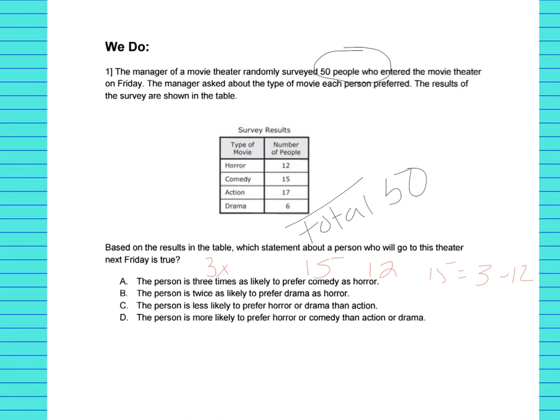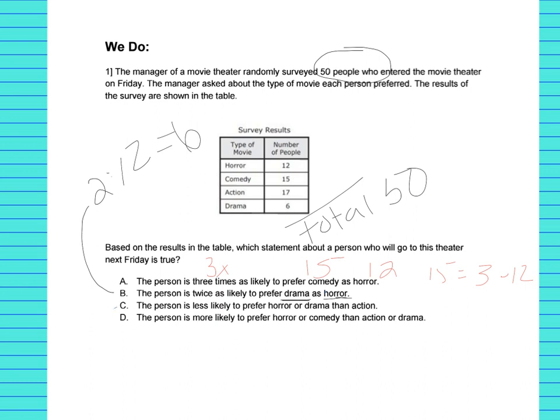Now, I know it's going to get really crowded, so I'm going to do my work up here. The person is twice as likely to prefer drama as horror. So 2 times, and it's going to be the 12. 2 times 12. Does that equal the drama, which is 6? No, it does not. So let's check the next one.